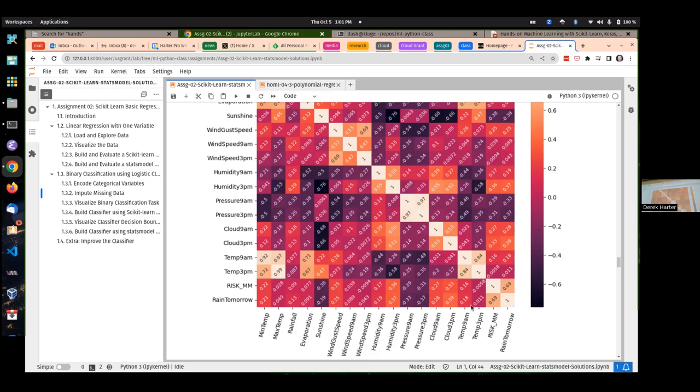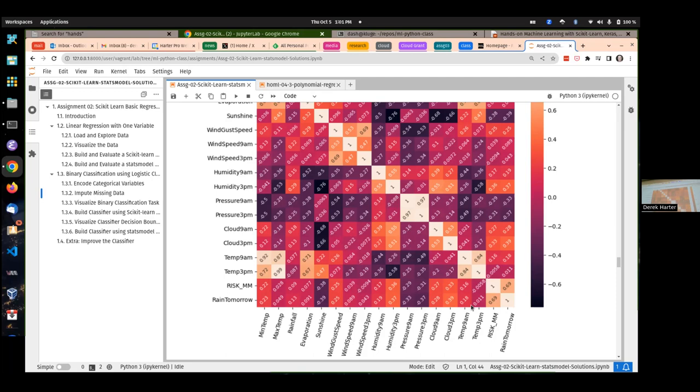There's an equivalent for cloud at 3 p.m., but positively correlated. Most of the rest of them were a little bit less than that. And humidity also, you can maybe use that.